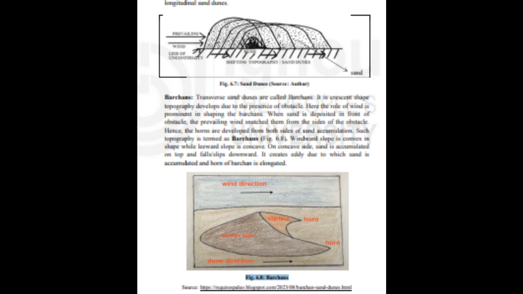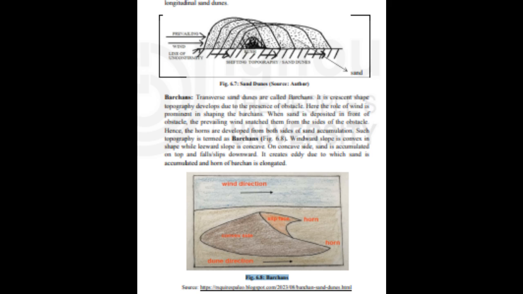Fig. 6.7. The slope of a sand dune is gentle towards the windward side and steeper towards the leeward side. A sand dune is a temporary landform found in the hot desert and it migrates forward in the direction of wind. It happens due to the absence of compactness among sand particles in a dry environment. Sand dunes are of two types: transverse and longitudinal dunes. Look at the screen. Fig. 6.7, sand dunes. Source: Author.